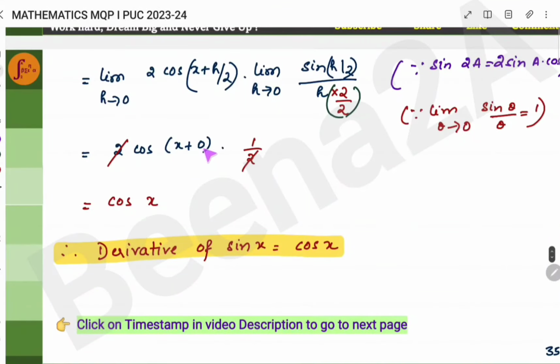So it will become x plus h is 0. So x plus 0, which is cos x. And here, the sin h by 2, this portion, h by 2 and h by 2 will become equal to 1. Right? This will become equal to 1. And then I have 2 already here. So it will become half. And 2 and this particular 2. So it will become half. And finally, this 2 and 2 will get cancelled. I'll be left with cos x. So therefore, derivative of sin x is cos x.